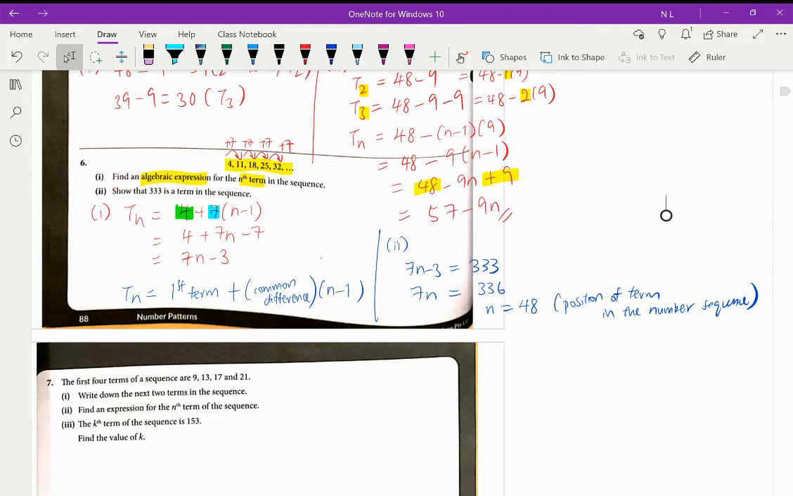Okay, so how do you explain this type of questions? You just need to state that since n equals to 48 is a whole number, 333 is a term in the sequence.